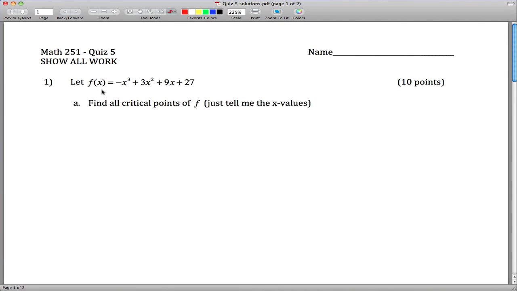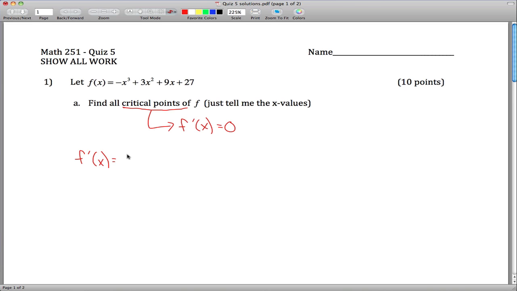Alright, quiz 5 solutions. Number 1, part A, find all critical points of f. Here's f. Critical points happen when the derivative equals 0, or when the derivative is undefined, but in this case we won't run into that problem. So logical first step, let's find the derivative.